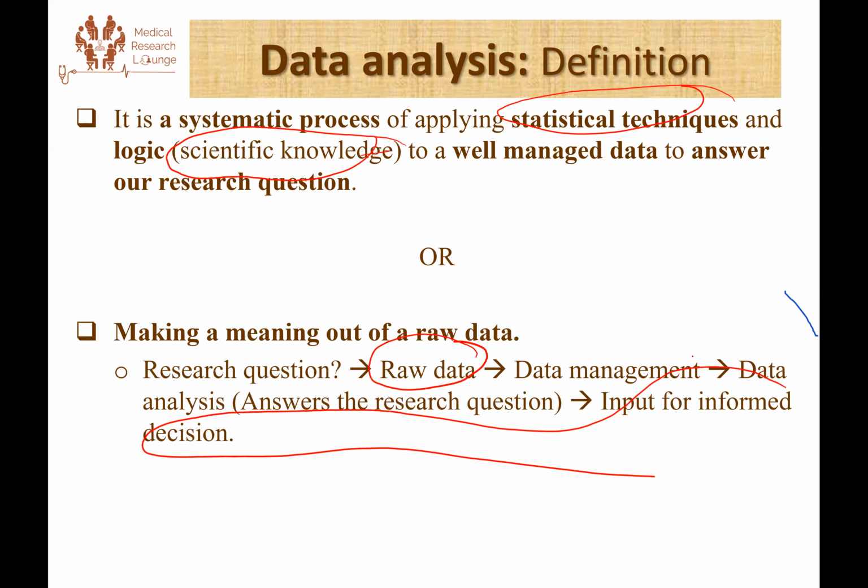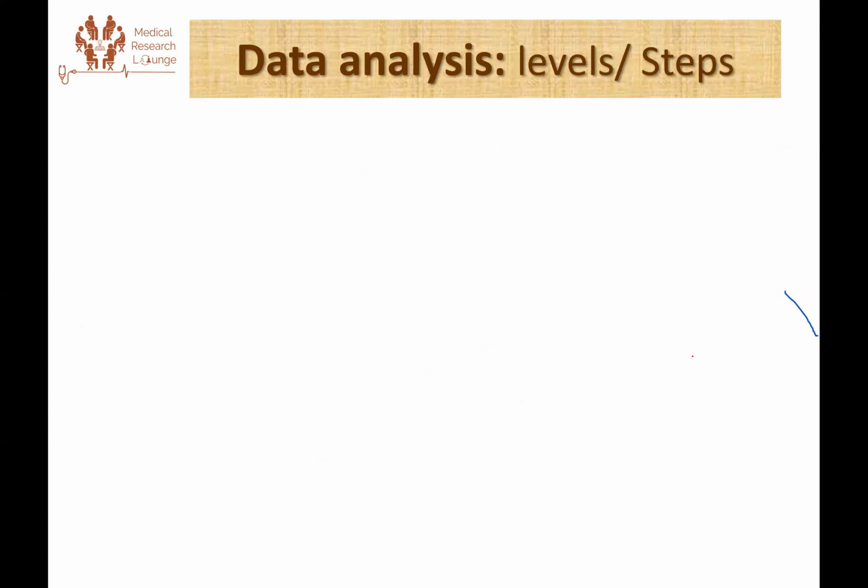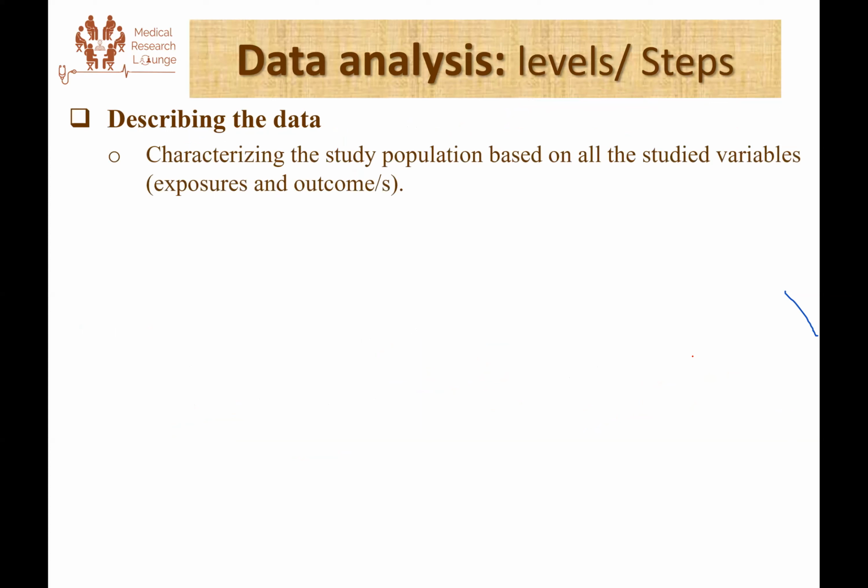So how do we make meaning? We have different levels of data analysis, or we can call them steps. The first one is describing our data. In any research, we start by characterizing our study population: how many people we have studied, how many of them are males and females, their age, educational status, income, clinical characteristics, behavioral factors, and many other things should be described at the beginning of any research. It should be presented in the first part of the results section, by describing our data. This can be answered using descriptive analysis.